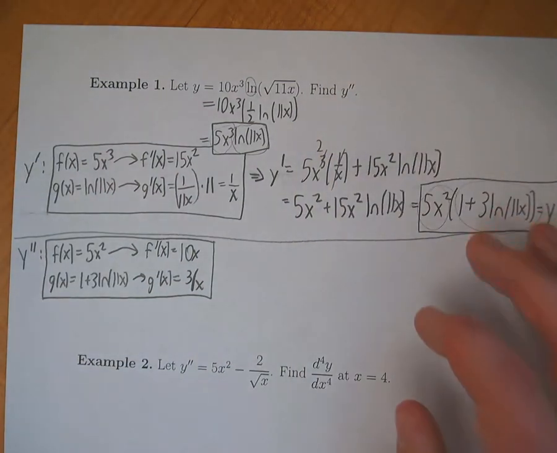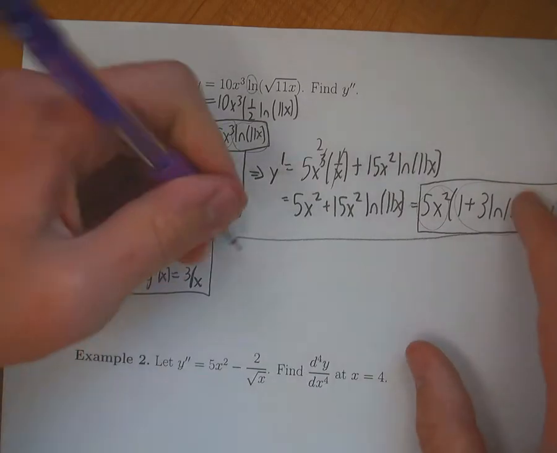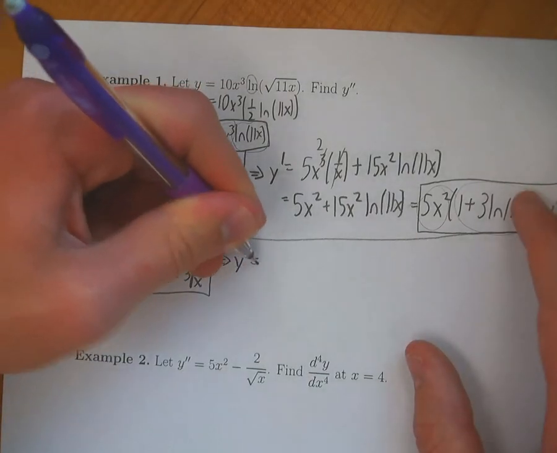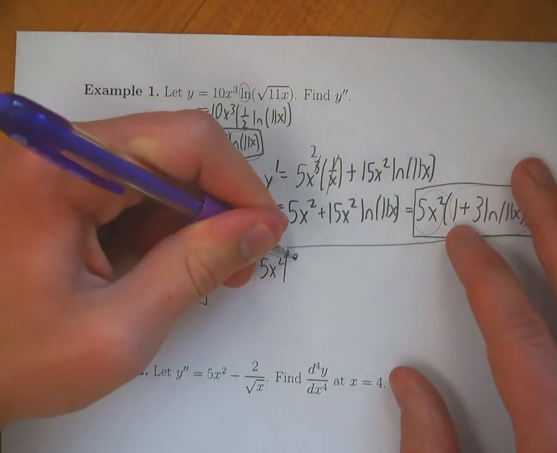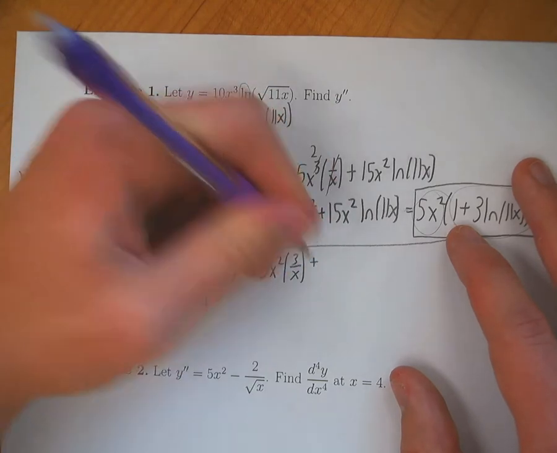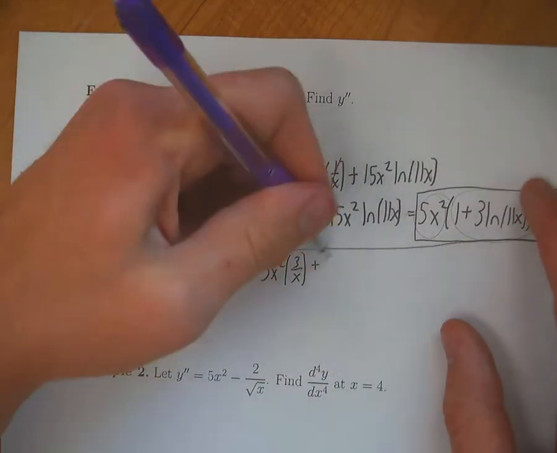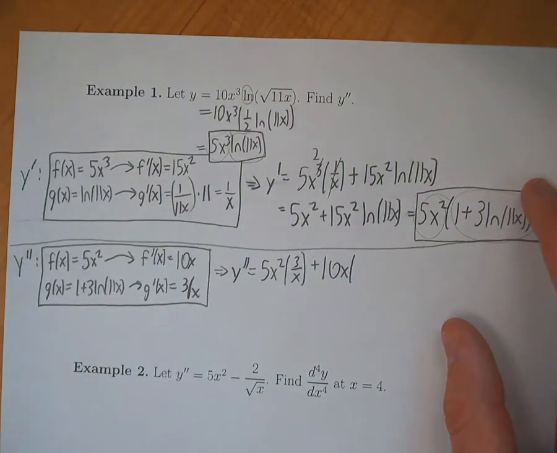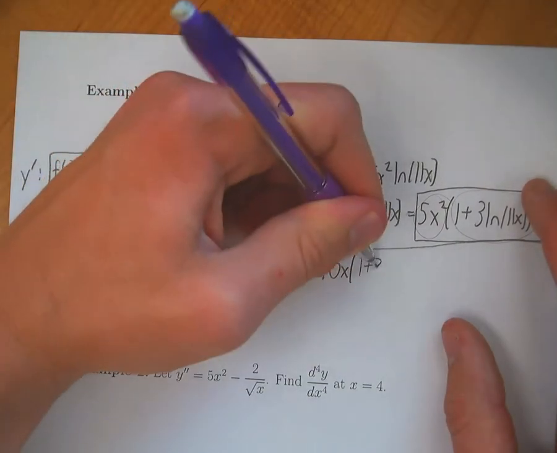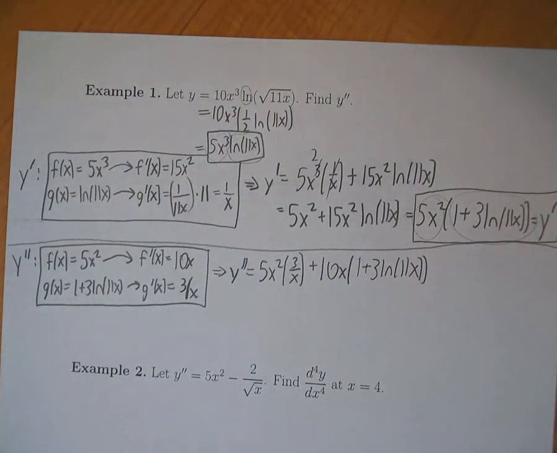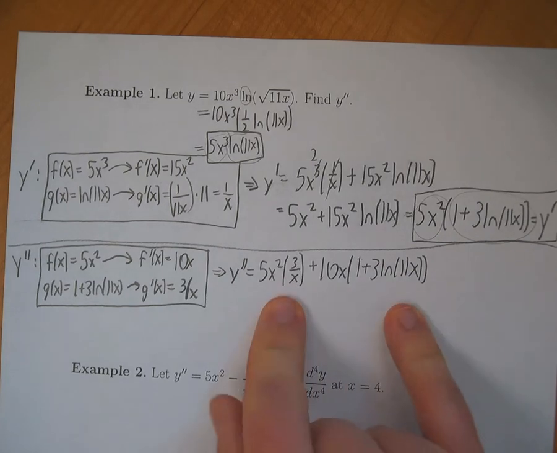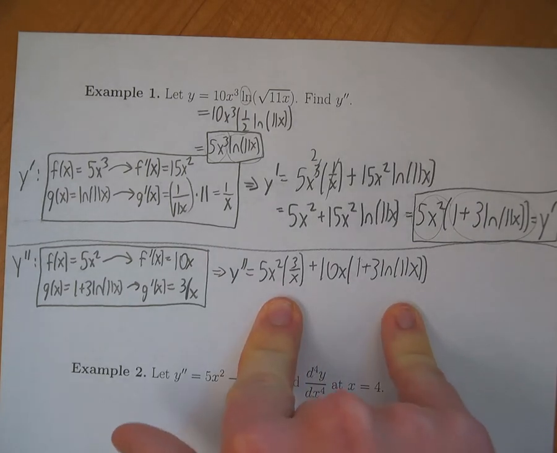Let's go ahead and apply the product rule to get our second derivative. So y double prime is going to equal f times g prime, so 5x squared times 3 over x, plus g times f prime, so that's 10x times 1 plus 3 times natural log of 11x. If we take a page from computing the first derivative and simplify as much as we can, what would y double prime simplify to if we clean this up a bit?